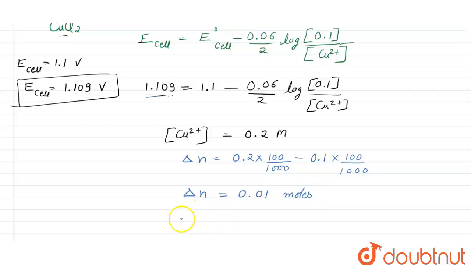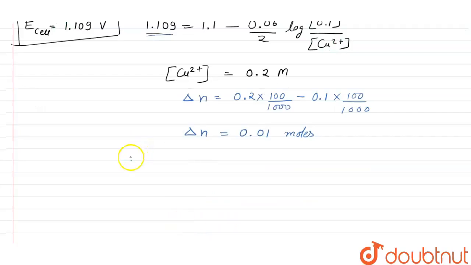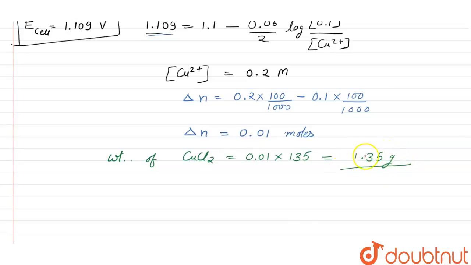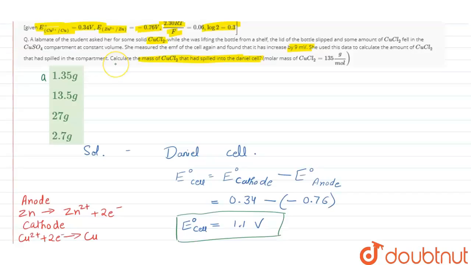Okay, now we can calculate the weight of copper chloride which is added by mistake like this: 0.01 moles are found here, and then the molecular weight of copper chloride comes out to be 135 gram. So it will give us 1.35 gram of copper chloride added. Now let's see the options given above. You can see here that the first option is giving us the same value. So this is our correct answer.